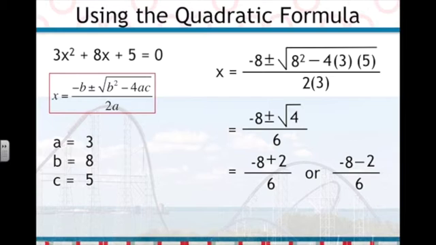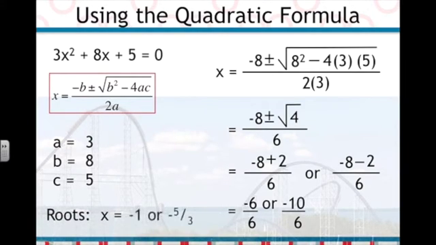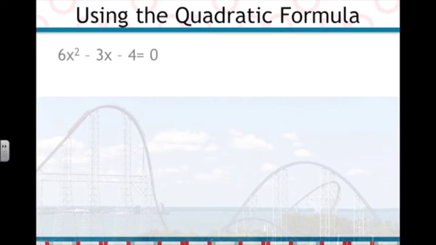Negative 8 plus 2 is negative 6, but negative 8 minus 2 is negative 10. So now we have negative 6 over 6 or negative 10 over 6 as our two roots. If we reduce these values, we have our two roots. Negative 6 over 6 is negative 1, and negative 10 over 6 reduces to negative 5/3, or you could write it as negative 1 2/3.